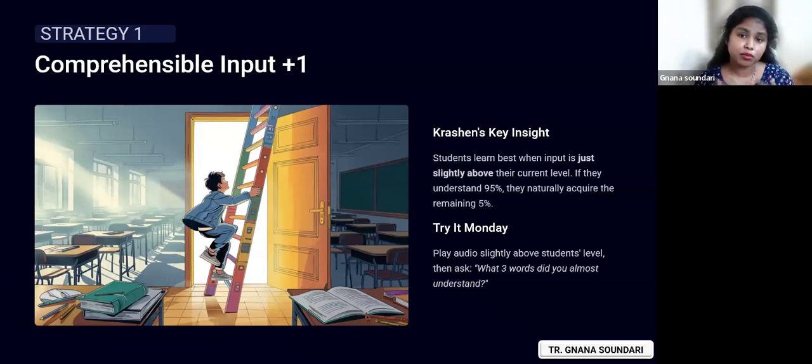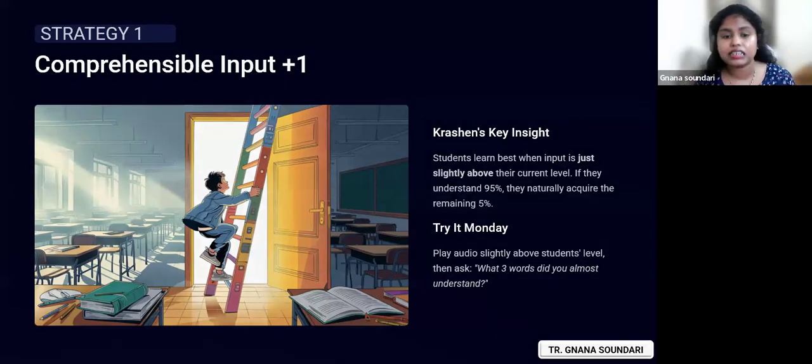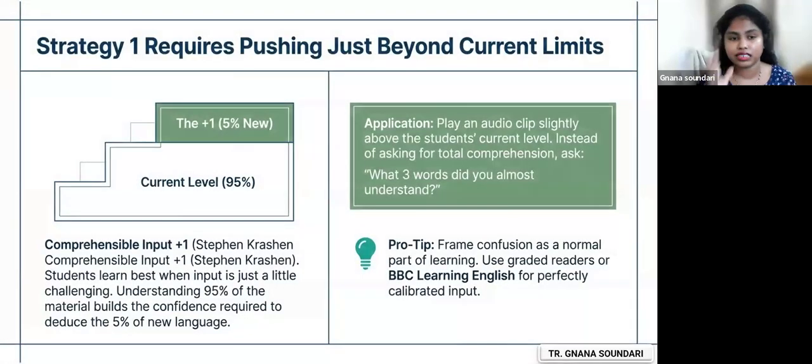My goal is that my child should learn something from what I have given them. Right? So this is the first strategy, comprehensible input. I want you to take a question paper or worksheet slightly above their level, not too easy, not too tough. Why does it work? When students understand most of what they hear or read, for example 95%, their brain automatically learns the remaining 5%.